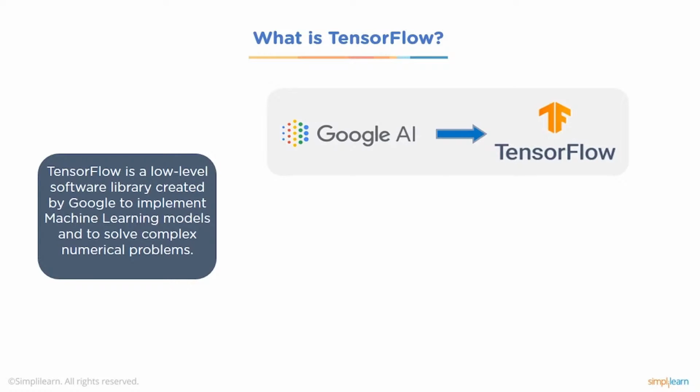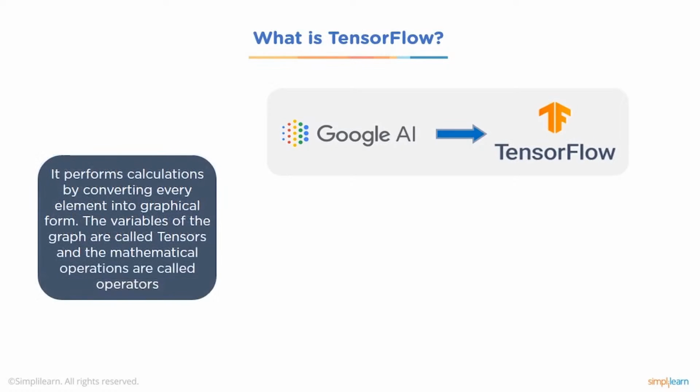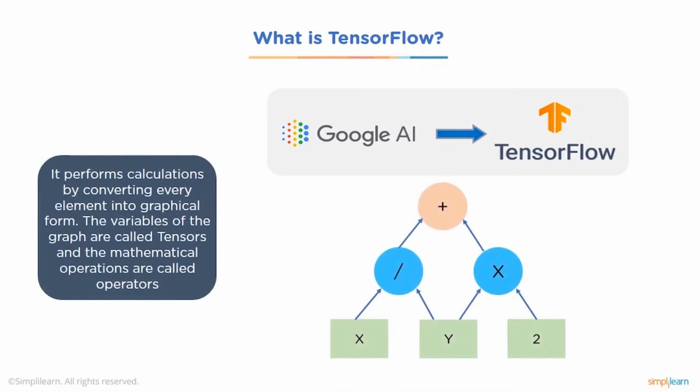TensorFlow is a symbolic math library based on data flow and differential programming. It is used for both research and production at Google. What do you mean by data flow? It basically means that we perform calculations by converting every element into graphical form.